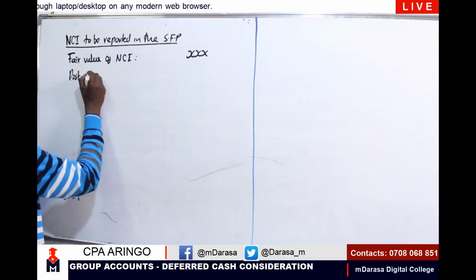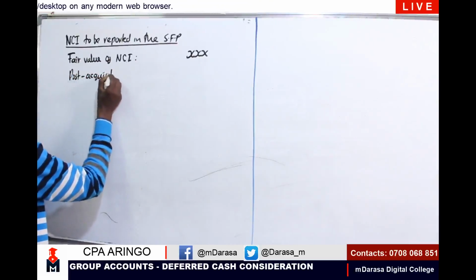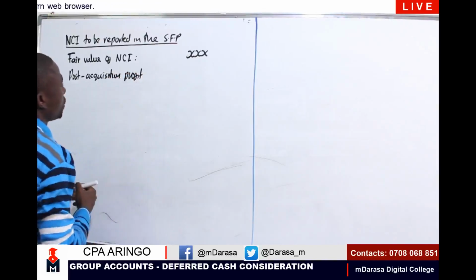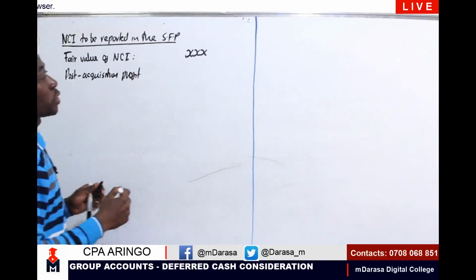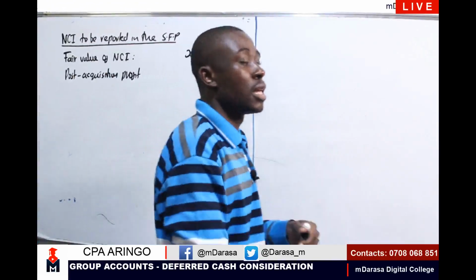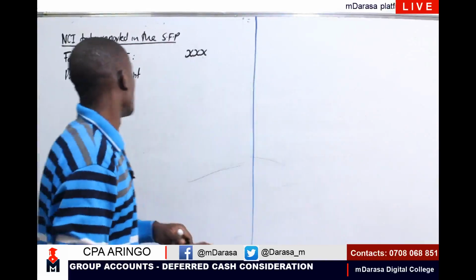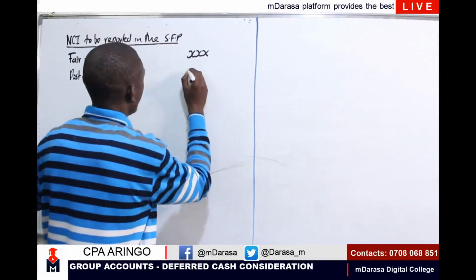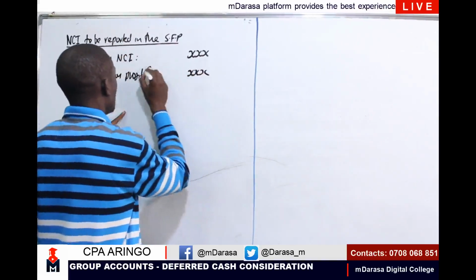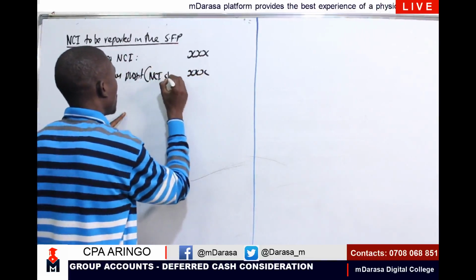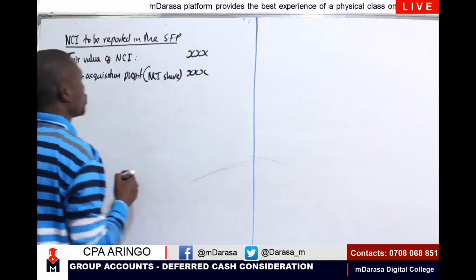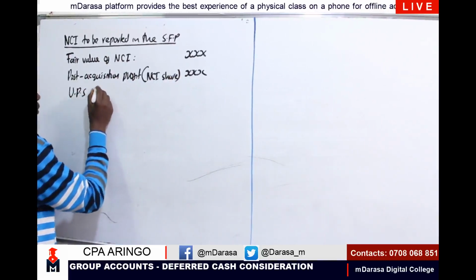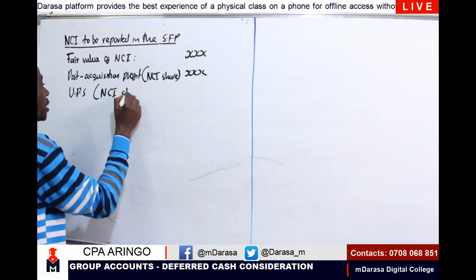Remember when you started, I talked of something of what? Post-acquisition. So talk of post-acquisition profit. This post-acquisition profit, of course, you are going to deduct the adjustments to do with the aspect of unrealized profit. So in this case, you can have post-acquisition profit of the NCI share, of course. If at all we had UPS, deduct UPS, this is NCI share.